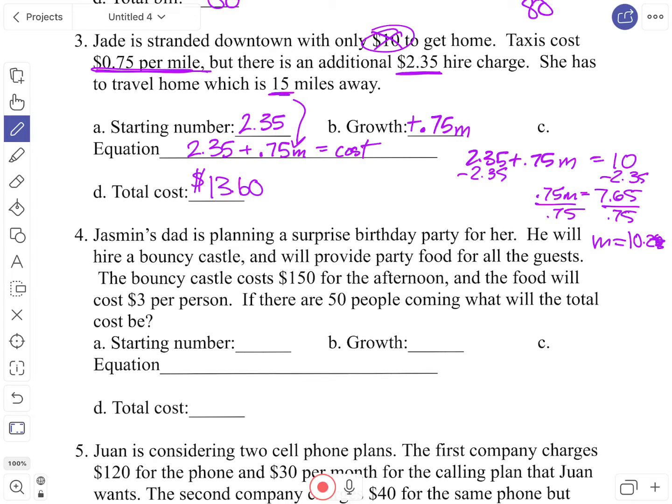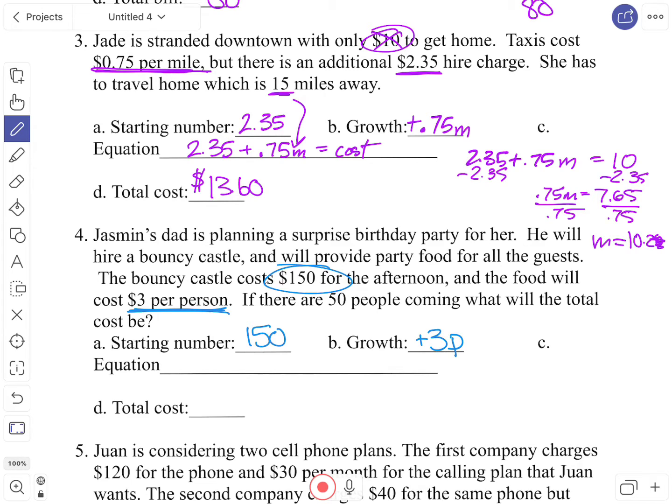All right, number 4. Jasmine's dad is planning a surprise birthday party for her. He will hire a bouncy castle and will provide party food for all the guests. The bouncy castle costs $150 for the afternoon. Again, that's a one-time fee. And the food will cost $3 per person. Per person tells us that's our growth. We're adding $3 for every person.